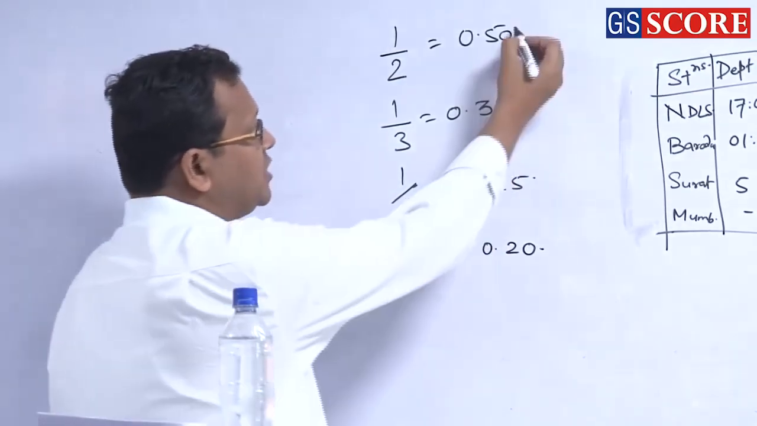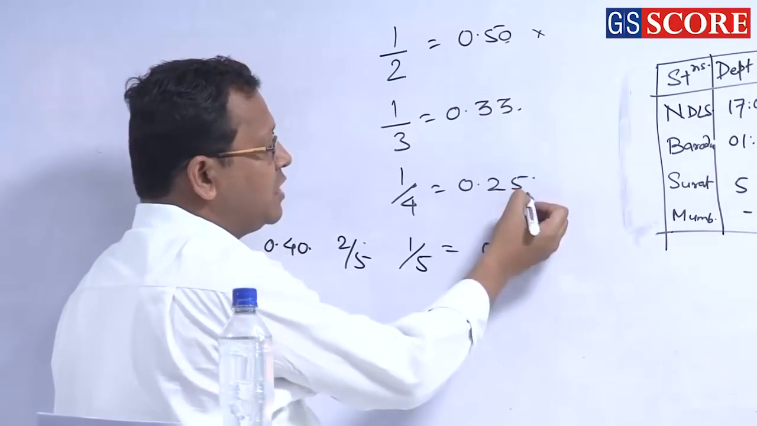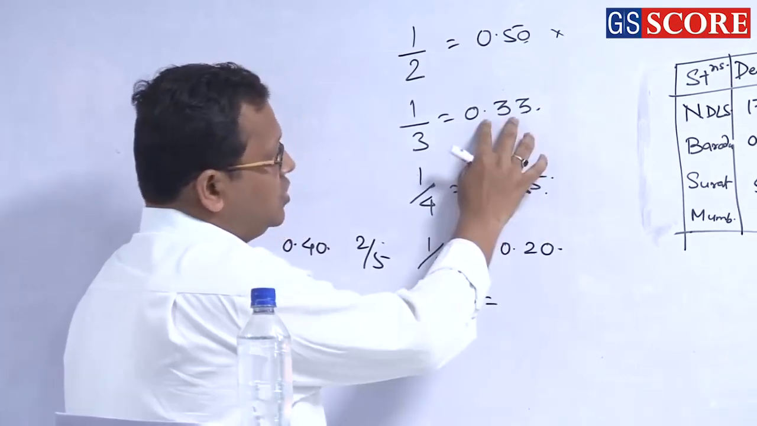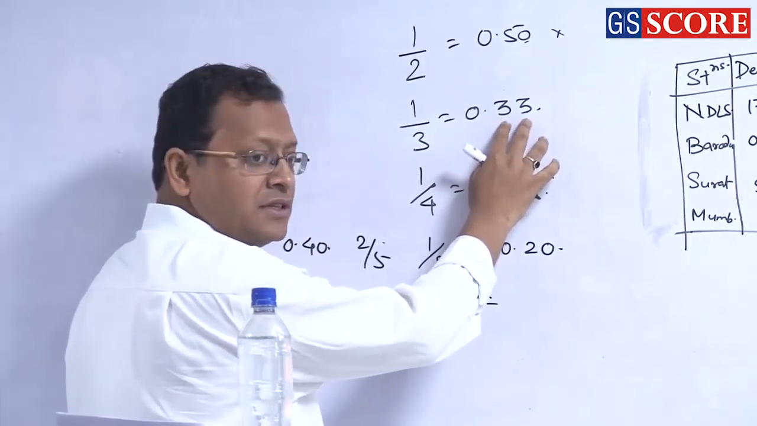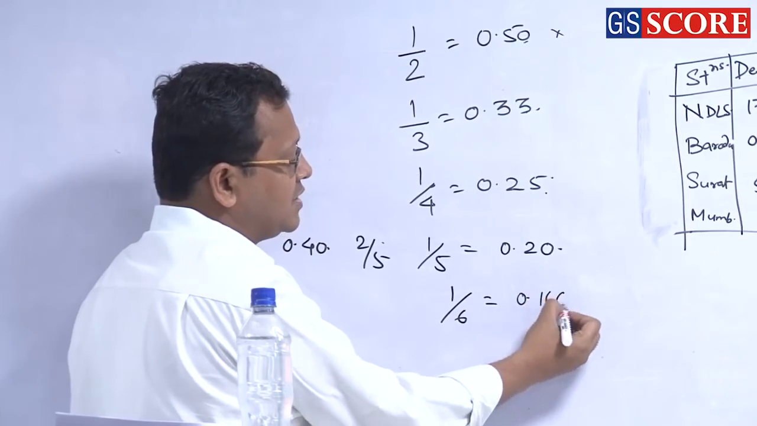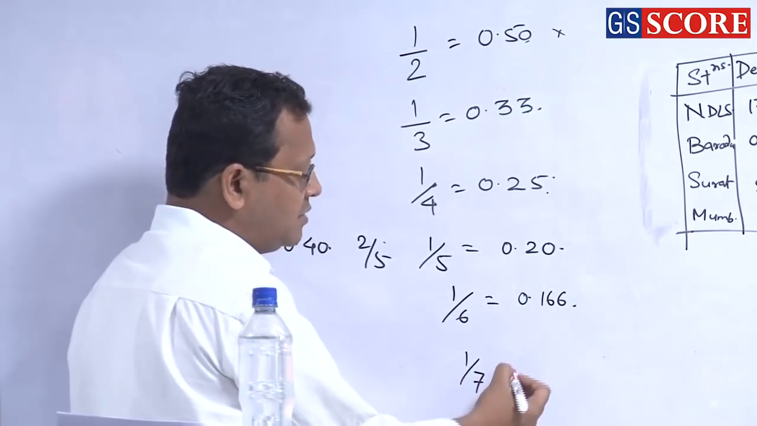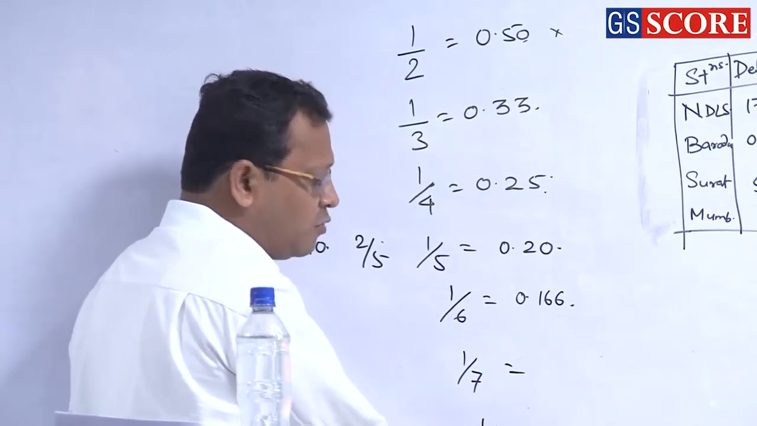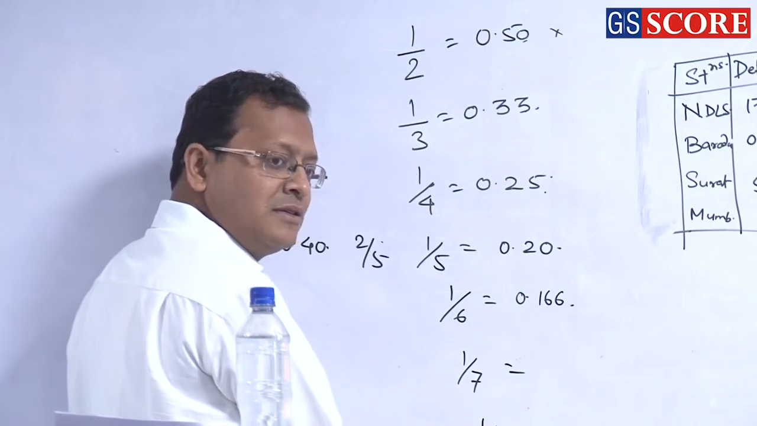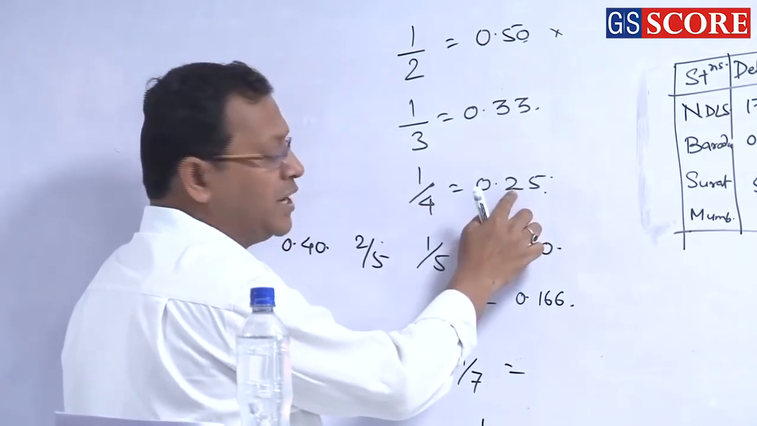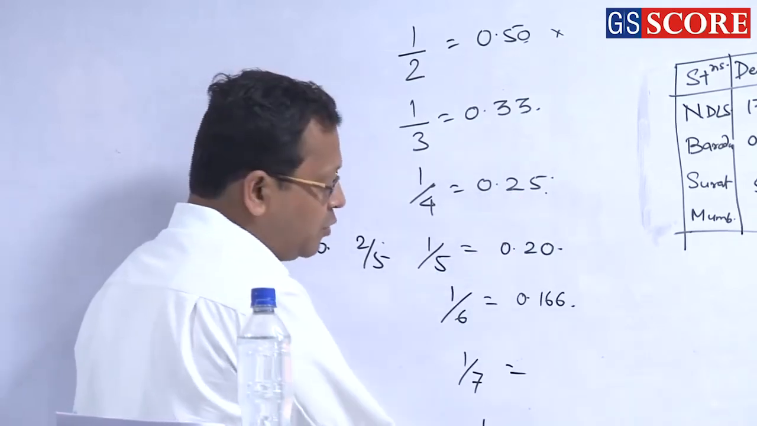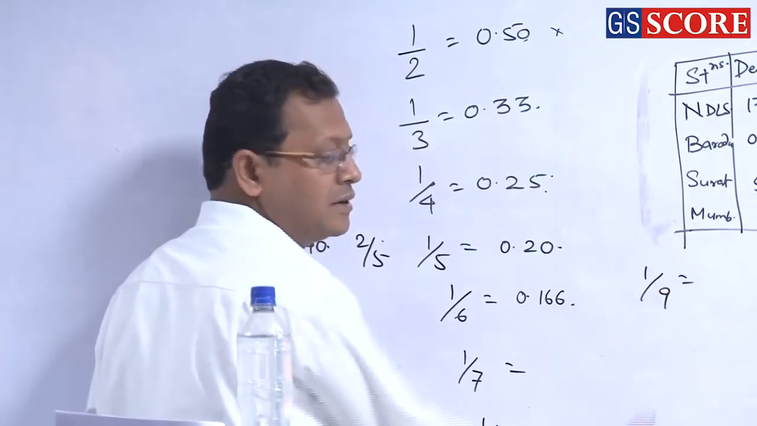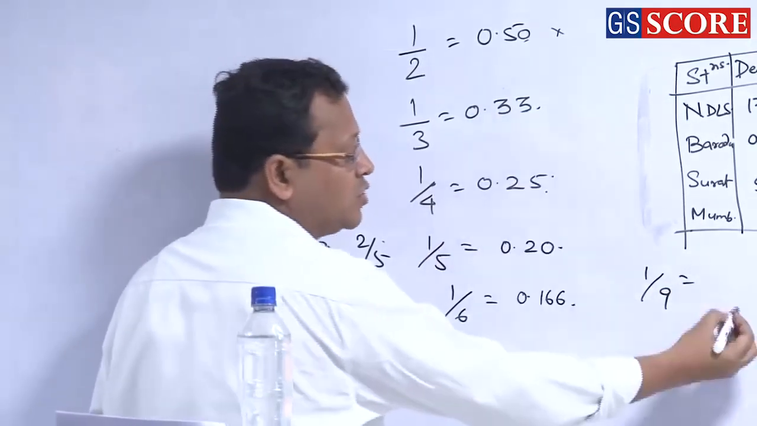If you convert to percentage, it is 50%, 33%, 25%, 20%, something like this. What is 1/6? Half of 1/3. So half of 33 is 16.6, so you can say 0.166. What is the value of 1/7? You don't need to remember this, but what is the value of 1/8? You can say it is half of 25. So half of 25 is how much? 12.5. What is 1/9? It is 1/3 of 1/3, so 0.11.